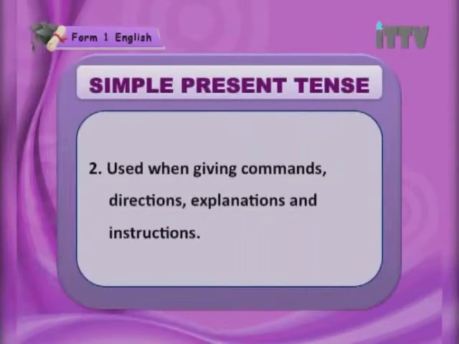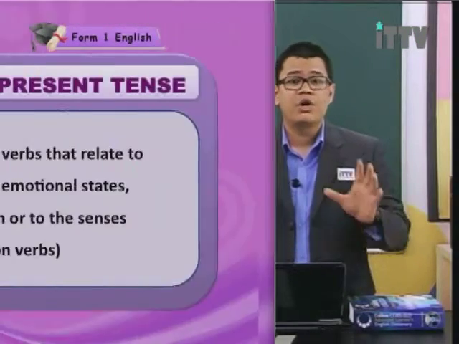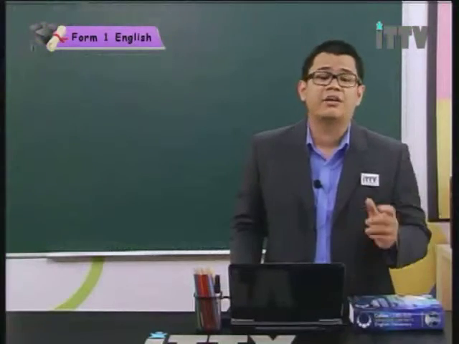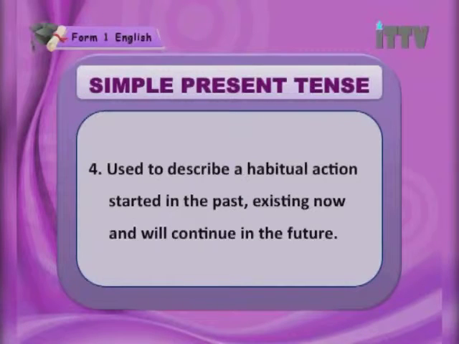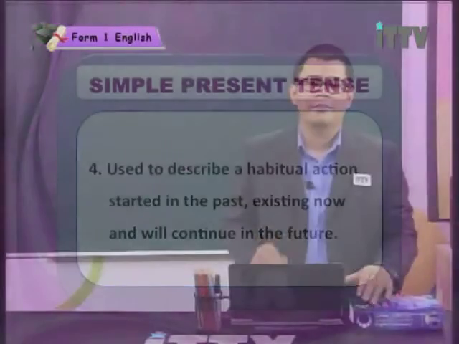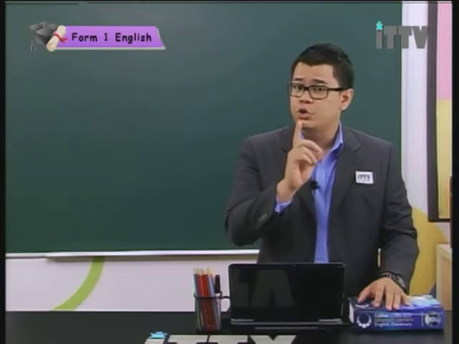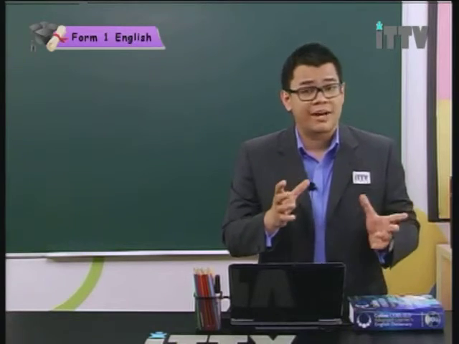Number 2, used when we give commands, directions, explanations, and instructions. Number 3, when we use verbs that relate to mental or emotional states, possession, or to the senses. Now remember, non-action verbs. And of course, number 4, when we describe a habitual action, started in the past, existing now, and will continue in the future. So, if you can remember these 4 examples of when to use simple present tense, you will be able to use simple present tense correctly all the time.